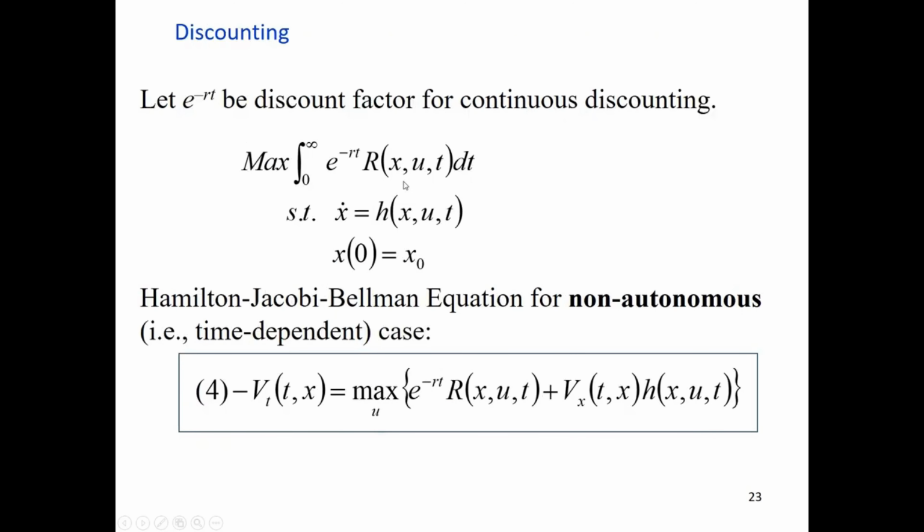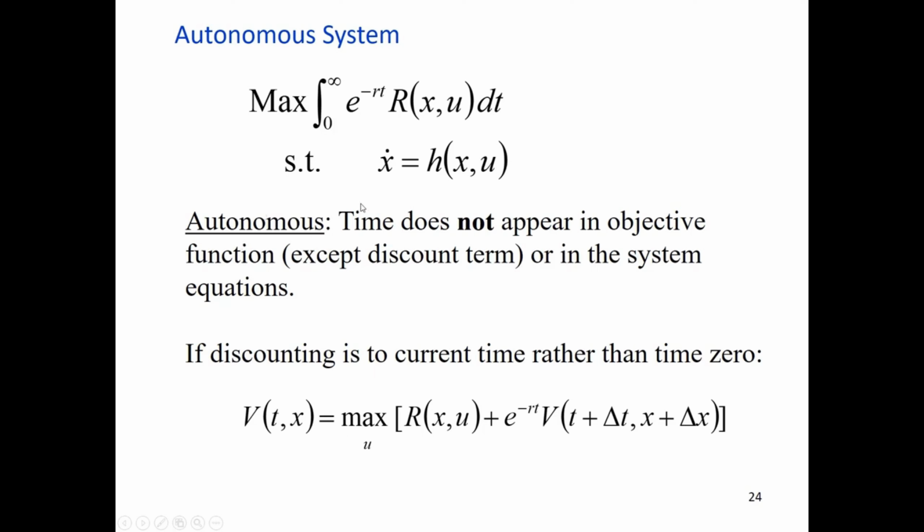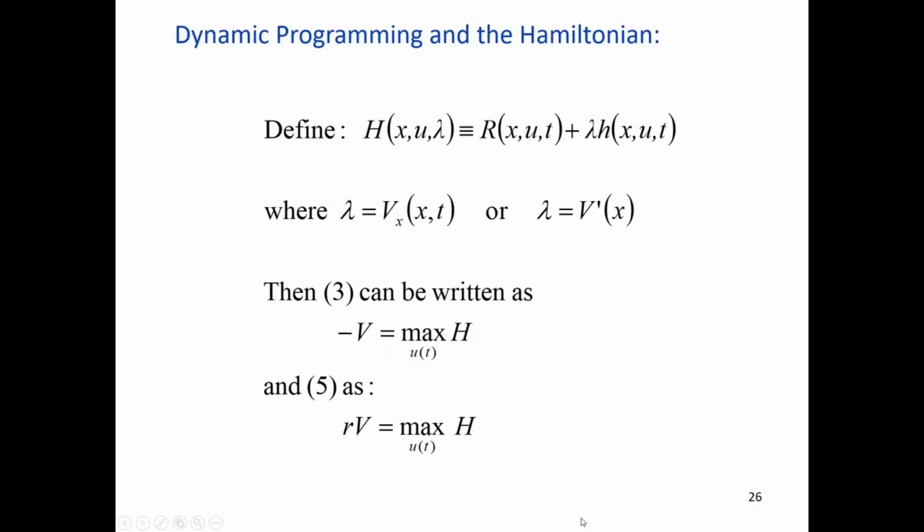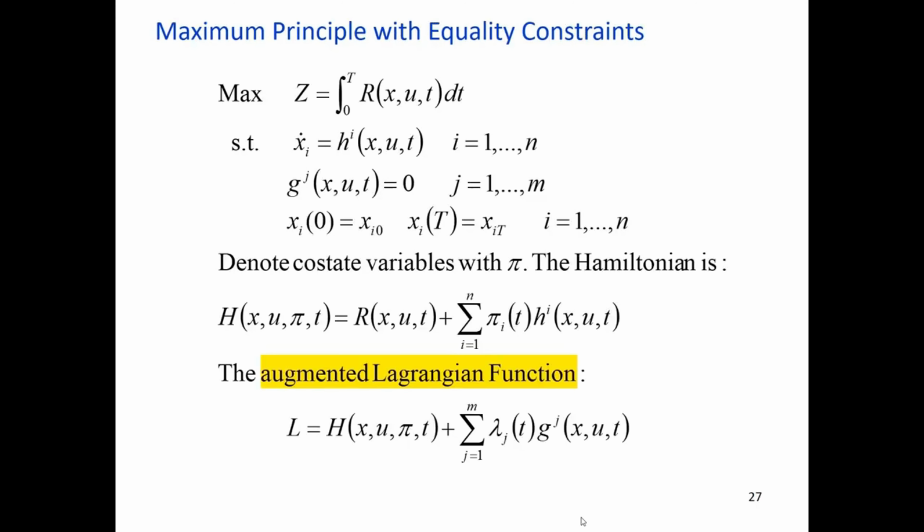And when we have a discount factor in here, we get the Hamilton-Jacobi-Bellman equation for the non-autonomous time-dependent case, which looks like that. For the autonomous system, when we're discounting, the expression looks like this. And we can also look at the ordinary differential equation that results as well. I wouldn't worry too much about some of this, except that we want to relate the dynamic programming and the Hamiltonian, which is done on this slide.